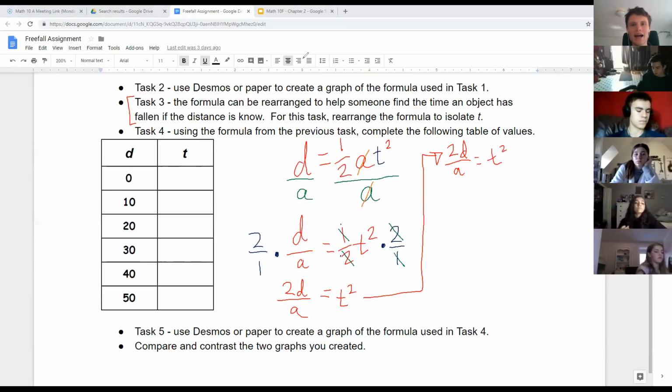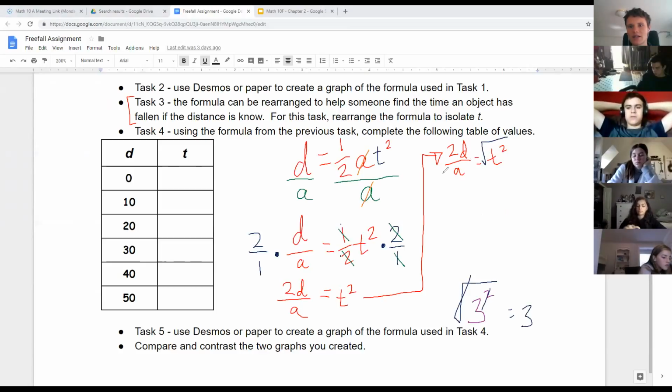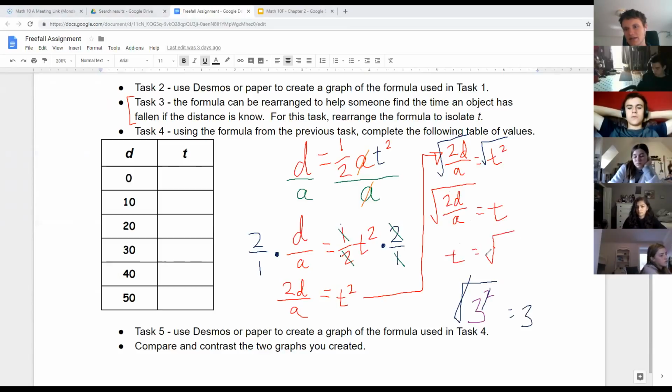Finally, the last thing is to do something with that squared and cancel it out with a square root. Like, let's say we had 3 squared. If I wanted to get 3 by itself, I can take the square root of this side, and the square root and that squared cancel each other out, leaving me with just 3. So we can do the square root of this side and the square root of this side. The square roots on the right cancel out, leaving me with t. And over here we have this square root, and then everything here, 2d over a. You might choose to put the t on the left side. That kind of looks nicer, but you don't have to.